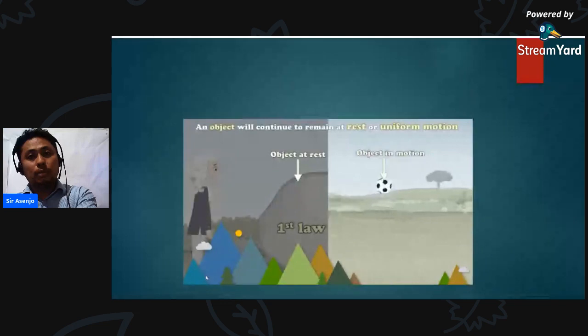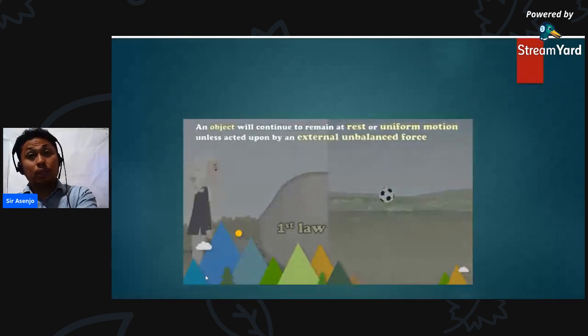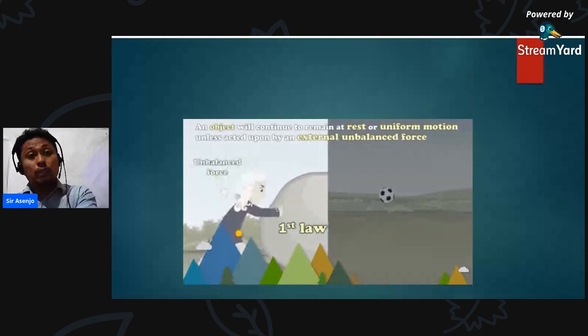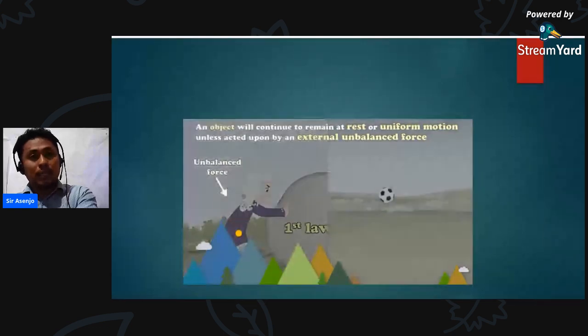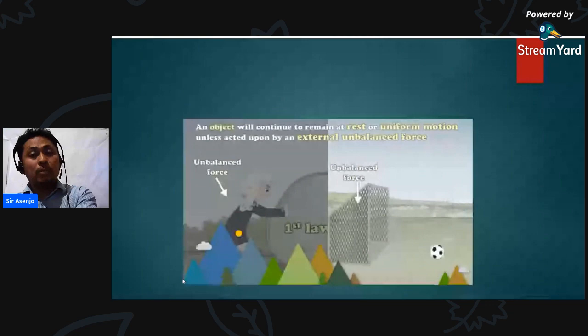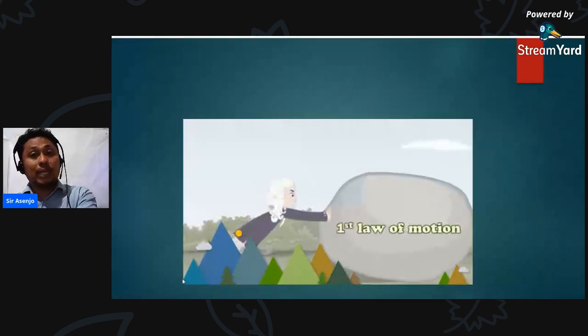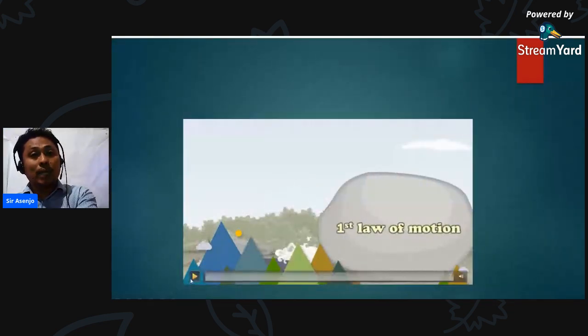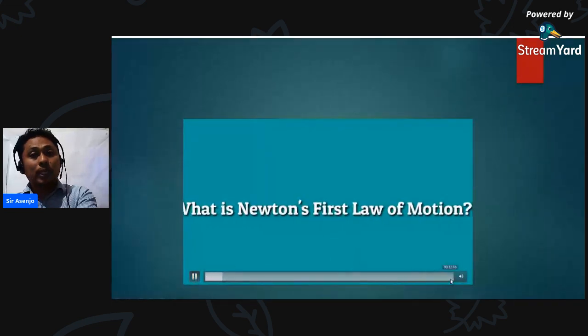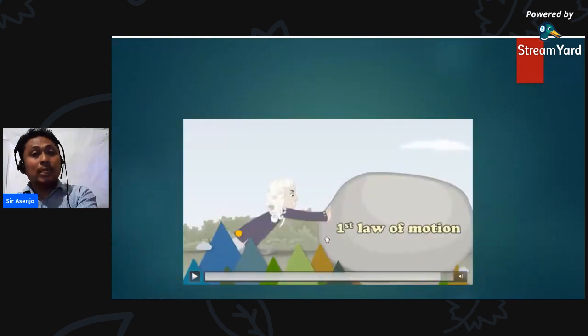Okay, now the ball is moving. It would continue moving forever based on Newton's first law of motion, supposedly. But did it move forever? No, because there is an external force which makes it stop. And on this side, the boulder that is stationary, when pushed by the man, moves because there is an unbalanced force exerted by the man. So that is the basic demonstration of Newton's first law of motion.